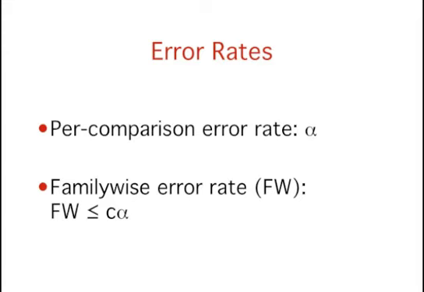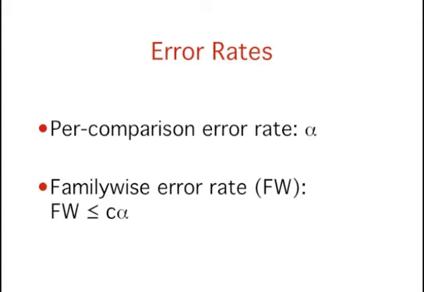In the attribution experiment just discussed, we computed two comparisons. If we use the 0.05 level for each comparison, then the per-comparison error rate is simply 0.05. The family-wise rate can be complex. Fortunately, there is a simple approximation that is fairly accurate when the number of comparisons is small.